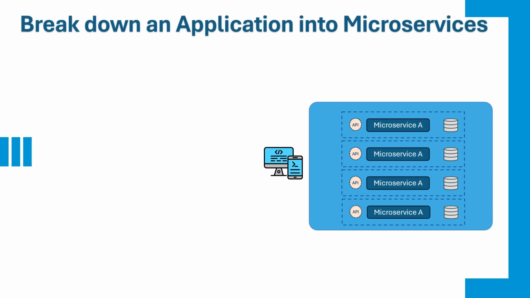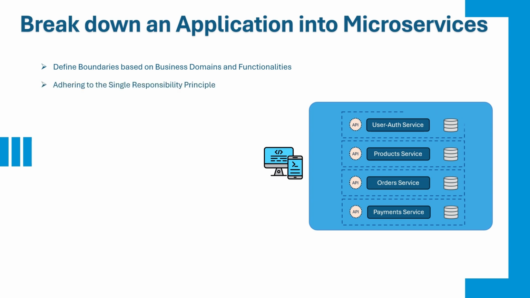So, the best practices involve splitting the application into services based on core business domains and functionalities. For instance, in an e-commerce application, we might have microservices dedicated to user management, product catalog, order processing, and payment processing. Each service focuses on a specific business capability, ensuring clarity and efficiency in development and deployment. Each microservice should focus on a single business function or responsibility, making it easier to develop, test, and maintain. This principle ensures that each service is dedicated to doing one thing well.